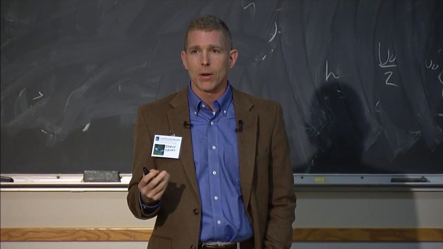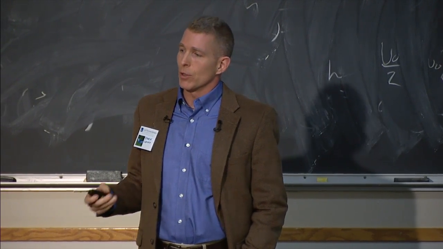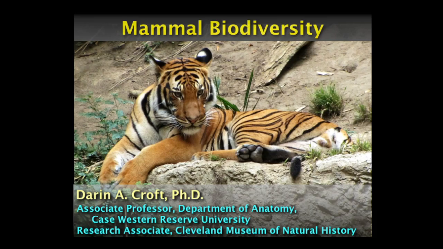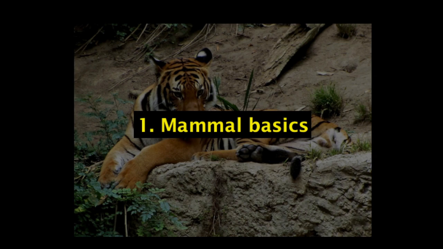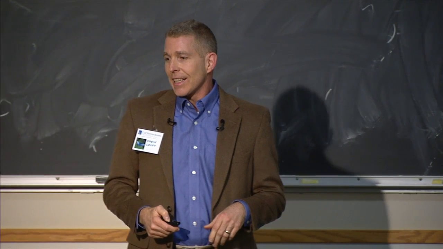Then I'm going to talk about mammals and biodiversity. And I'm going to start with some basics. There are three sections to the talk, and we'll start off, ease you into mammals. I think it's appropriate that we're ending the series with mammals. After all, we're at the top of the scale, right? So I'm happy about that.